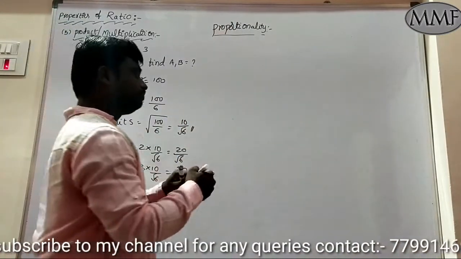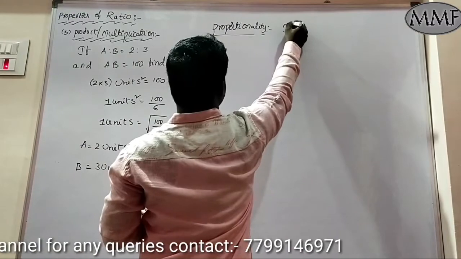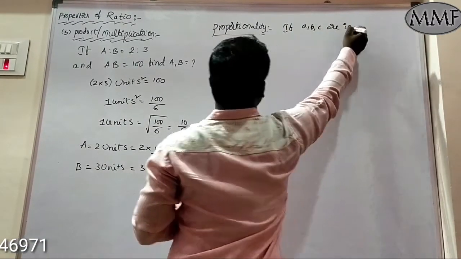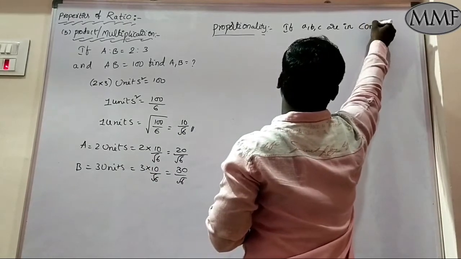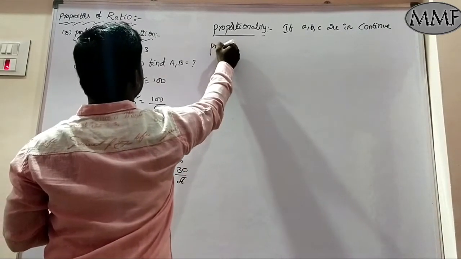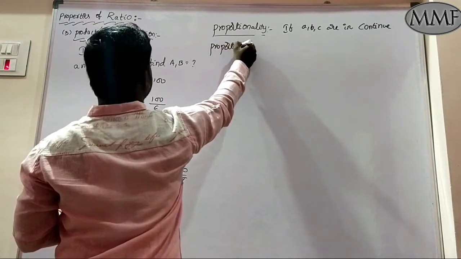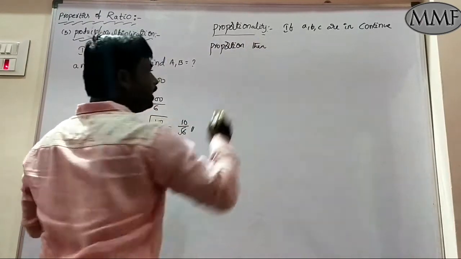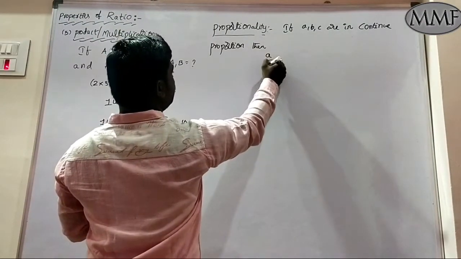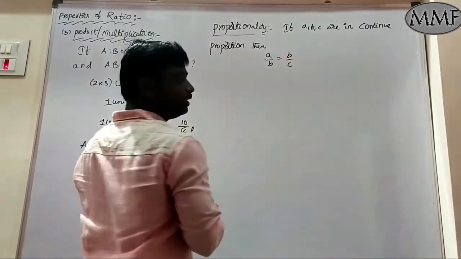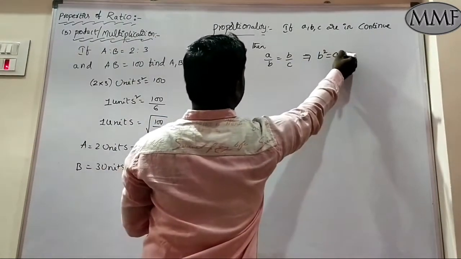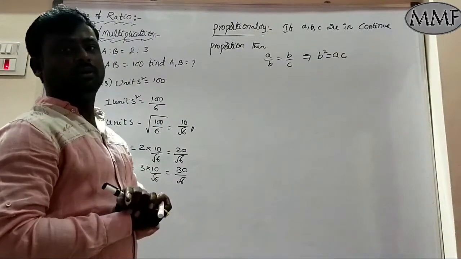For example, if A, B, C are in continued proportion, then what we can say? Very simple. A by B is equal to B by C. So from this what I can write? B square is equal to AC.